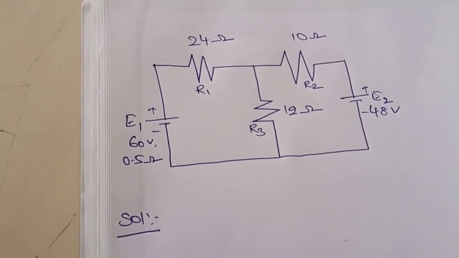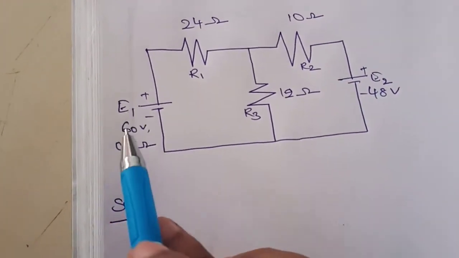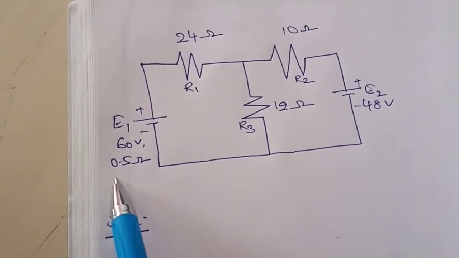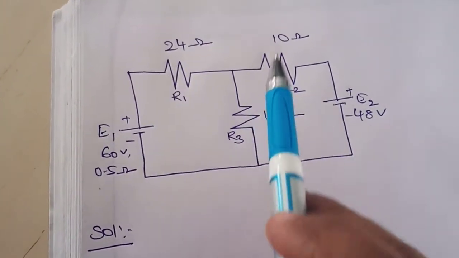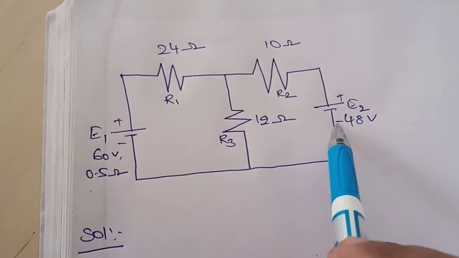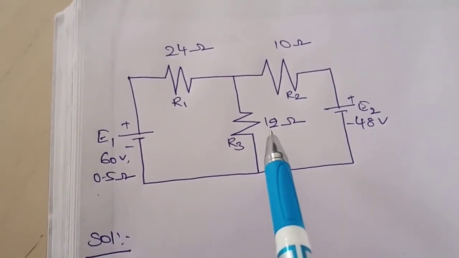So this is a question for superposition theorem. Here you can observe that E1 is 60 volts with some internal resistance of 0.5 ohms, and R1, R2 and R3 resistances are 24 ohms, 10 ohms and 12 ohms, and this is another source E2 which is 48 volts. So for this network we need to apply superposition theorem.